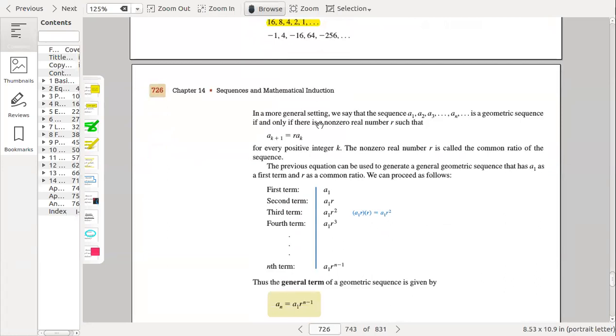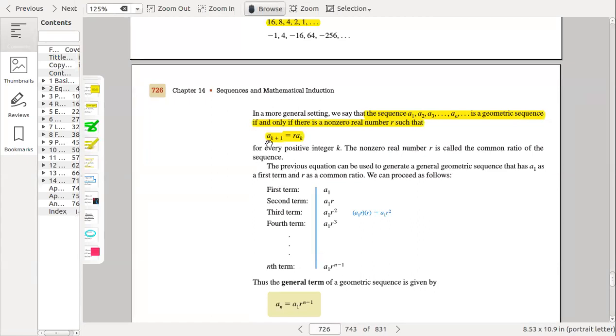In a more general setting, we say that the sequence a1, a2, a3, and so on, an is a geometric sequence if and only if there is a non-zero real number r such that a(k+1) is equal to r times ak.